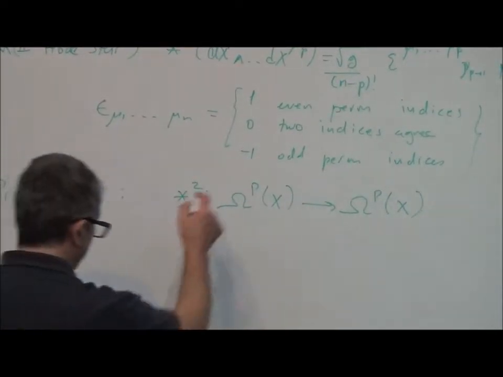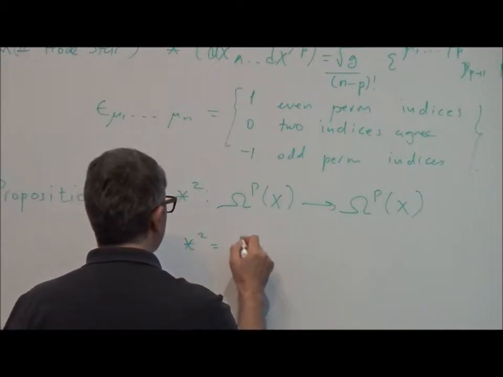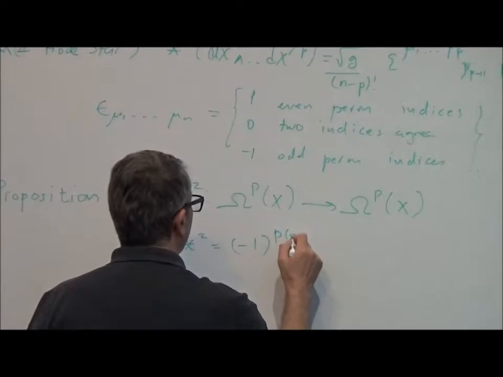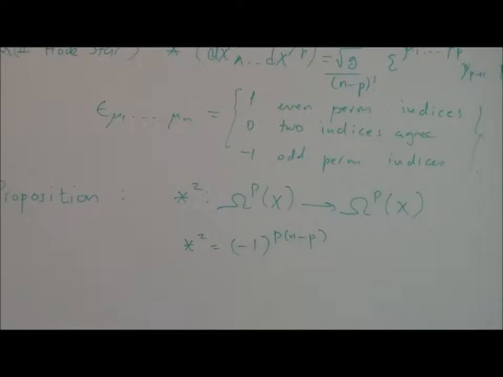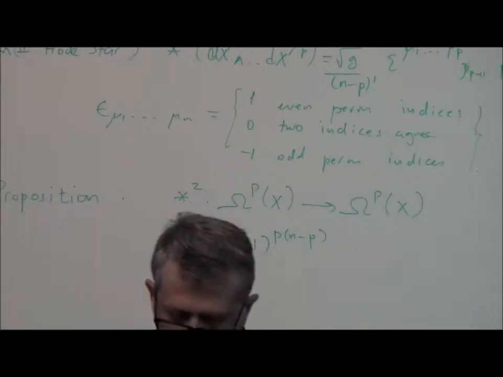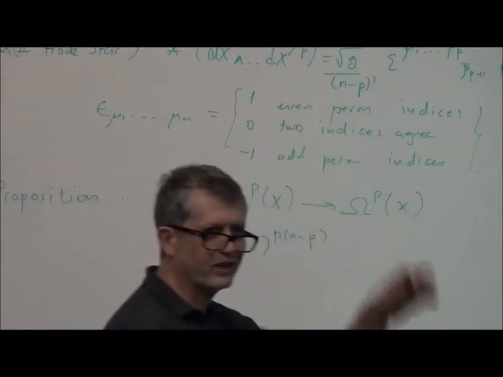And in fact, on omega p, it turns out that star squared is equal to minus 1 to the power p(n minus p). Which product between alpha and beta? Yes, there is. That's the wedge. Sorry, if you can't read my writing, try to make me magnify it, and then I'll go back down and then make you do it again.